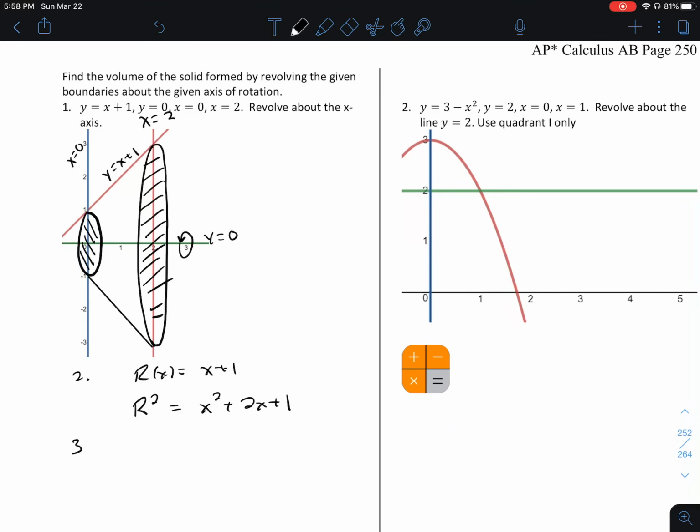Step 3, find the upper and lower bounds, the domain, if you will. Well, this is starting at 0 because this was a boundary. These were our boundaries, the red one, the green one, and the blue one. So it starts at 0 and it goes to 2.